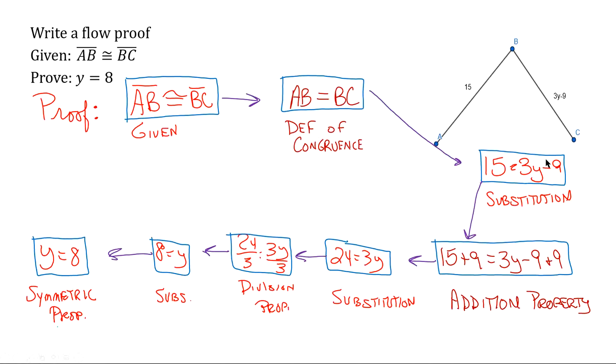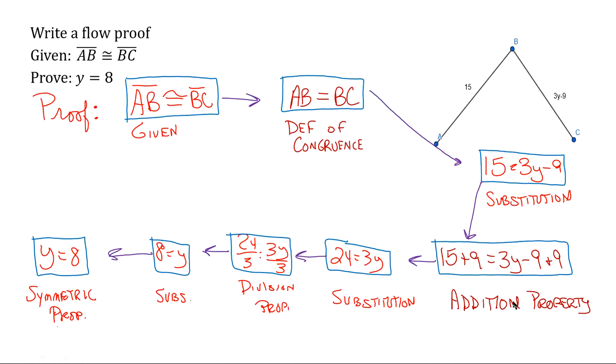Then we're able to plug in, rather than AB, we can plug in 15, because that's the substitution. We can substitute 15 for AB, and 3y minus 9 for BC. Now we go down. Flow proofs don't have to go from left to right all the time. The arrows point where you're going, everywhere you're moving, so we can go backwards. So we go from here down.